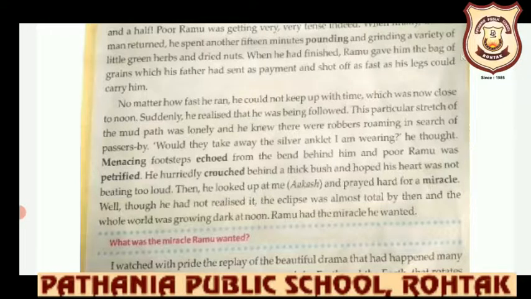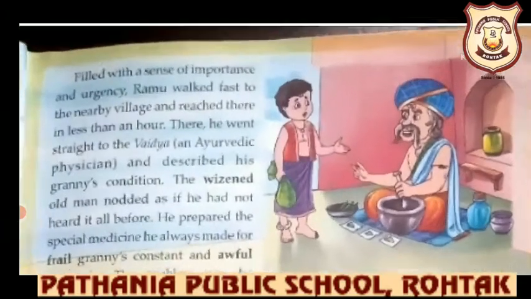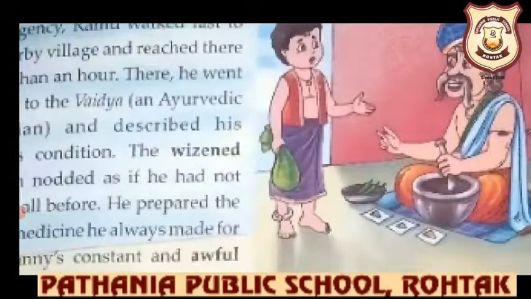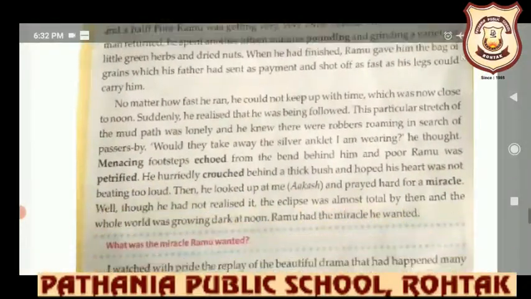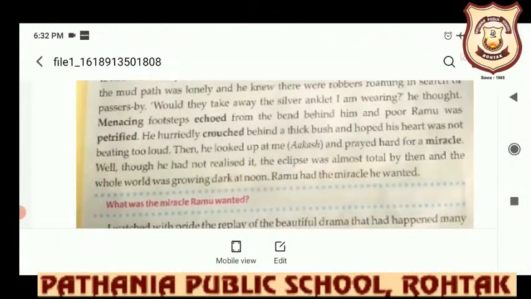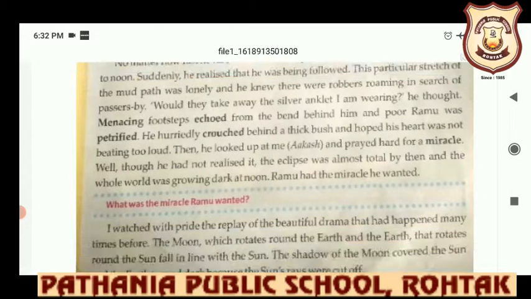And what is an anklet? If you observe the picture of this boy, on his leg he is wearing something. This round thing is made of silver, and it is referred to as an anklet. So he is thinking that probably because I am wearing a silver anklet, the thief must be wanting to take this from me.